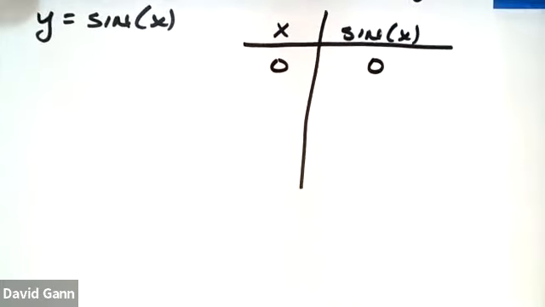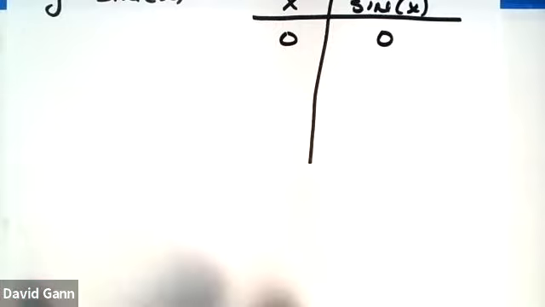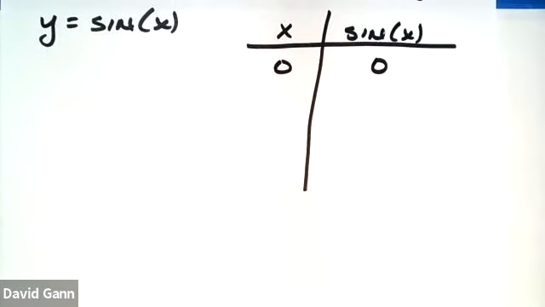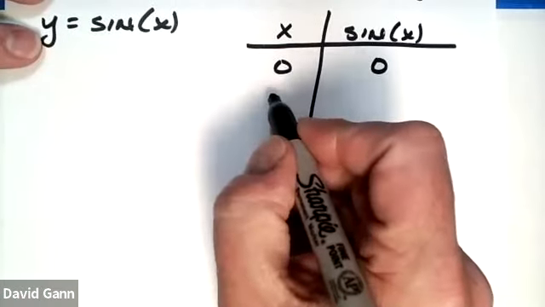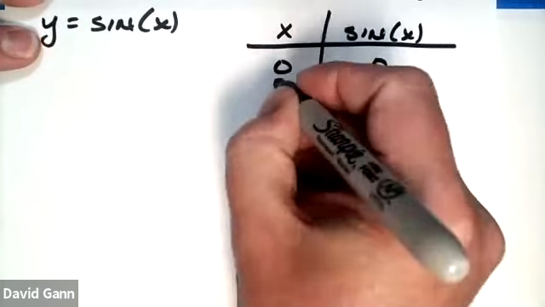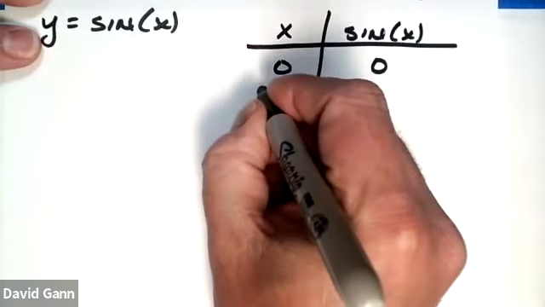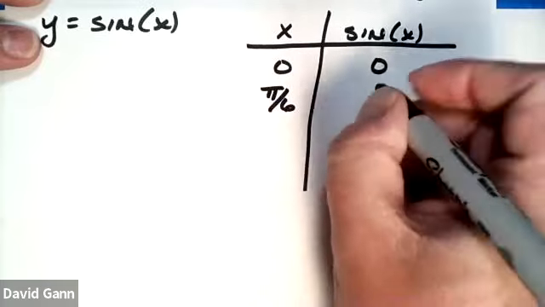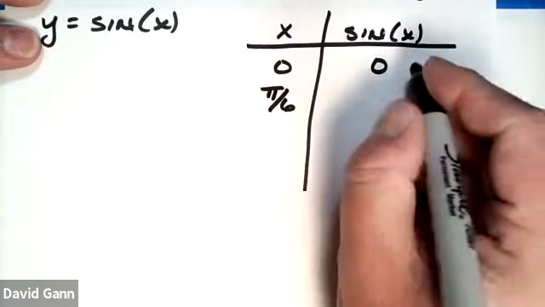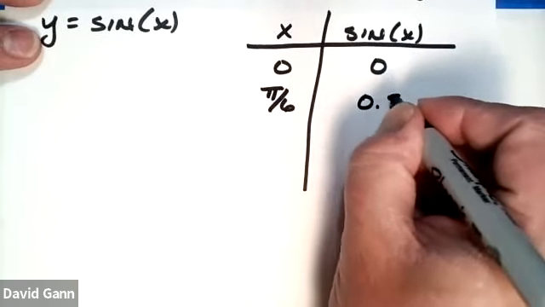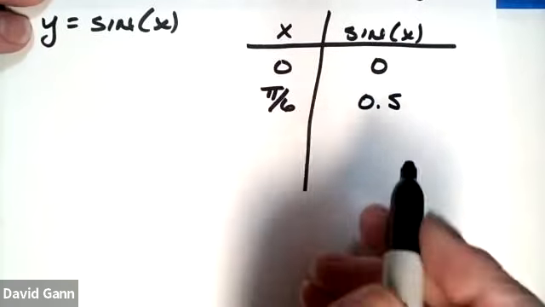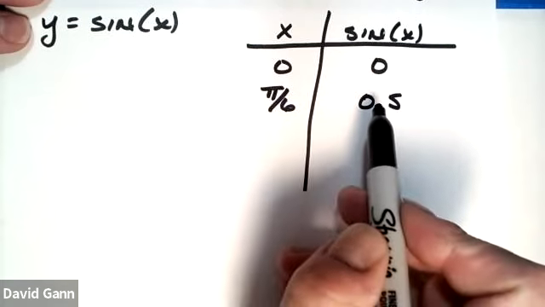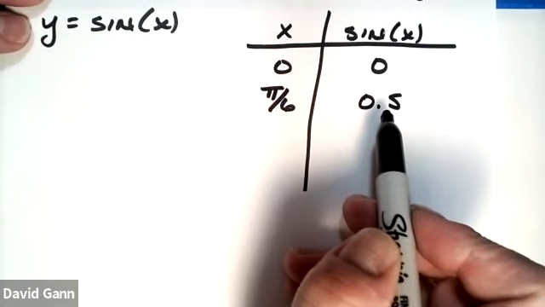And I'm going to do this in radians because we do know what radians are, so we might as well start using those. So the very next value of x that we have a known value of sine of x is pi over 6. And at pi over 6, we know that sine is equal to 1/2. I'm going to put it in decimal because we're eventually going to graph this. So at pi over 6, the value is 0.5.